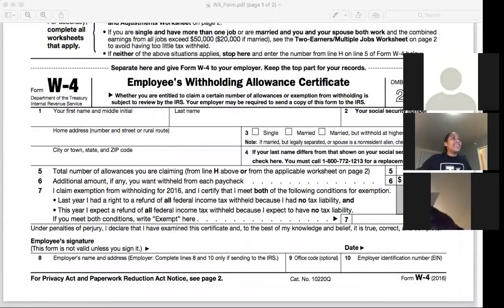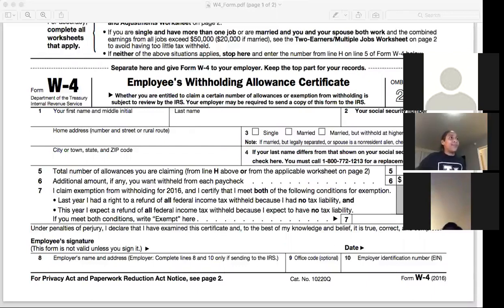If you see where this dotted line is, basically this says separate here and give Form W-4 to your employer. Keep the top part for your records. So guys, all that's working out of line 1, A, B, C, and page 2, none of that your employer sees. That's for you. That was just for you to come up with the number to put on this bottom section.